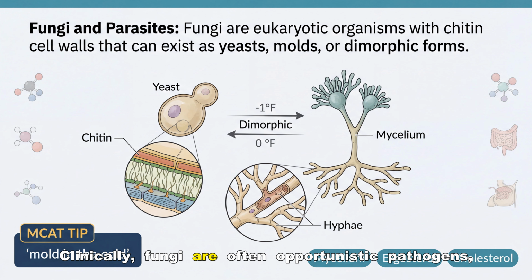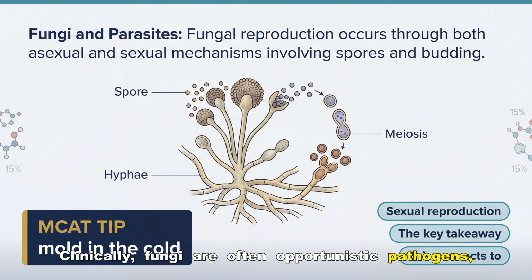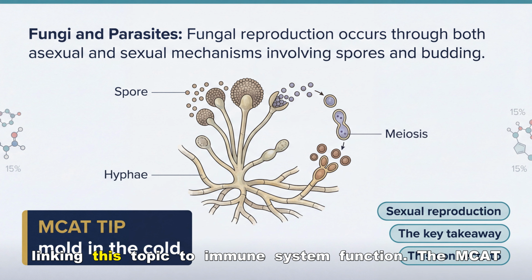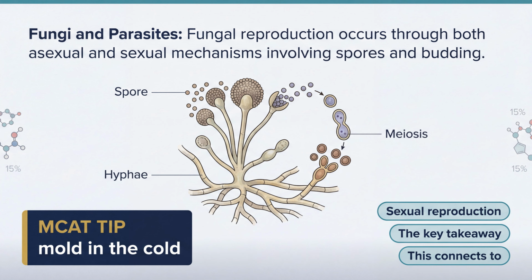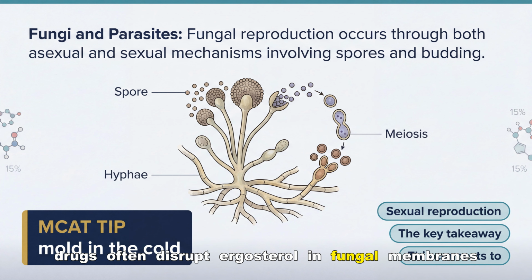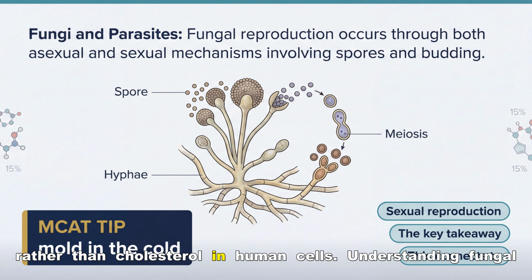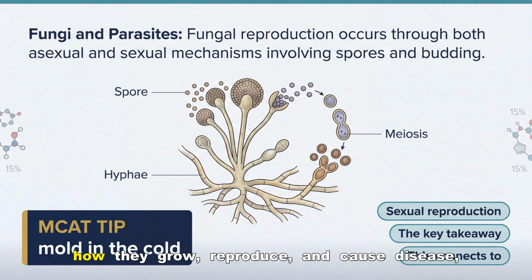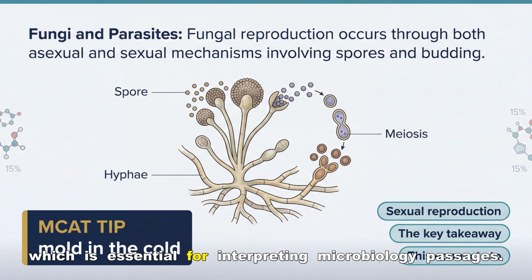Clinically, fungi are often opportunistic pathogens, especially in immunocompromised individuals, linking this topic to immune system function. The MCAT may also test antifungal targets, emphasizing that drugs often disrupt ergosterol in fungal membranes rather than cholesterol in human cells. Understanding fungal structure and classification allows you to quickly identify how they grow, reproduce, and cause disease, which is essential for interpreting microbiology passages.